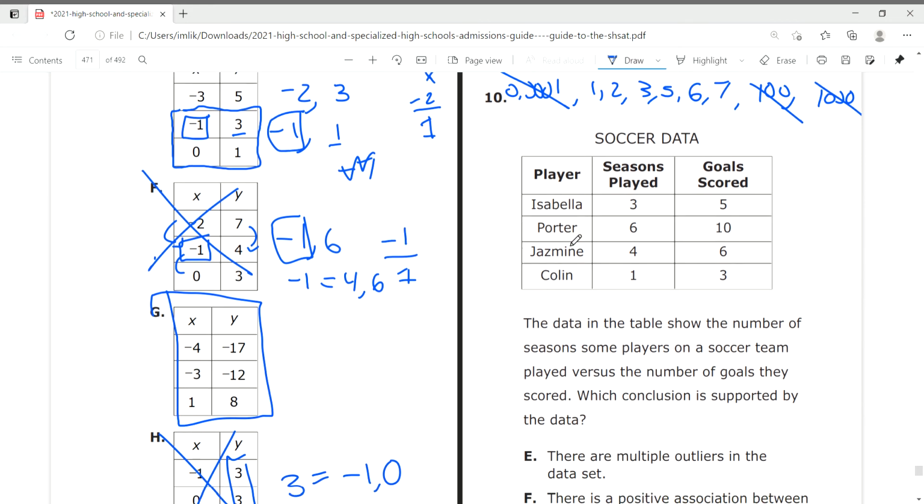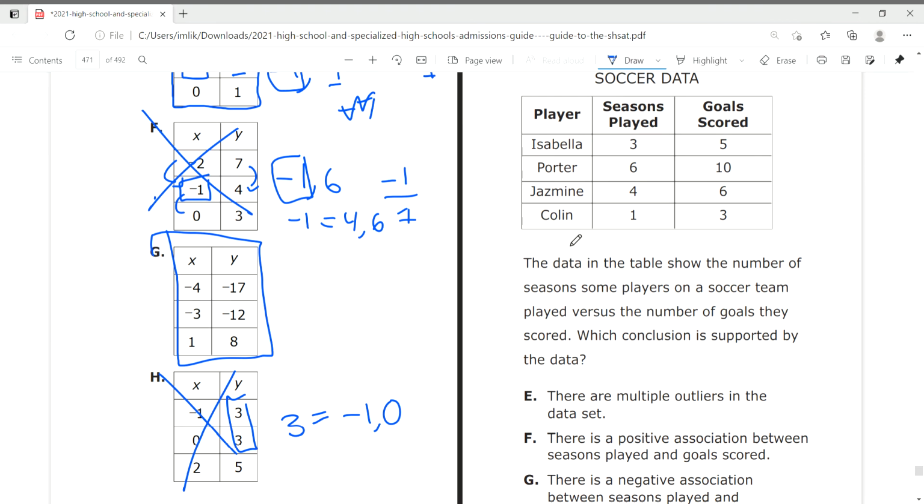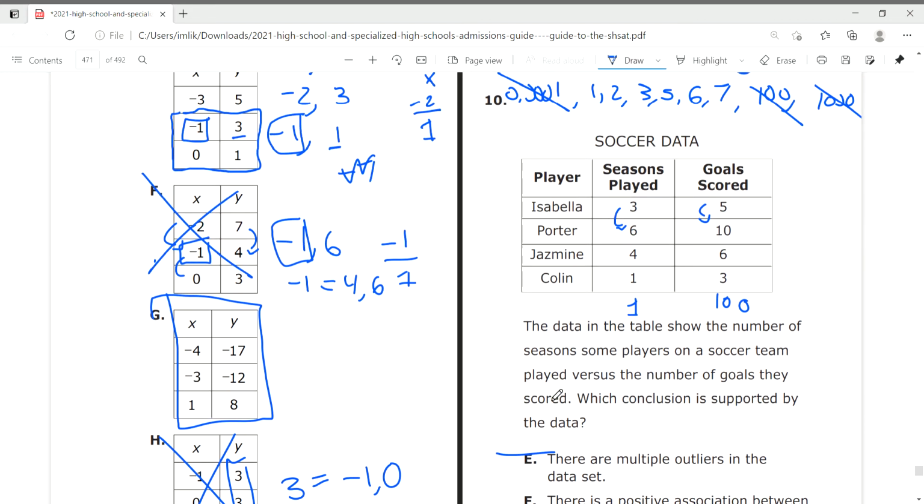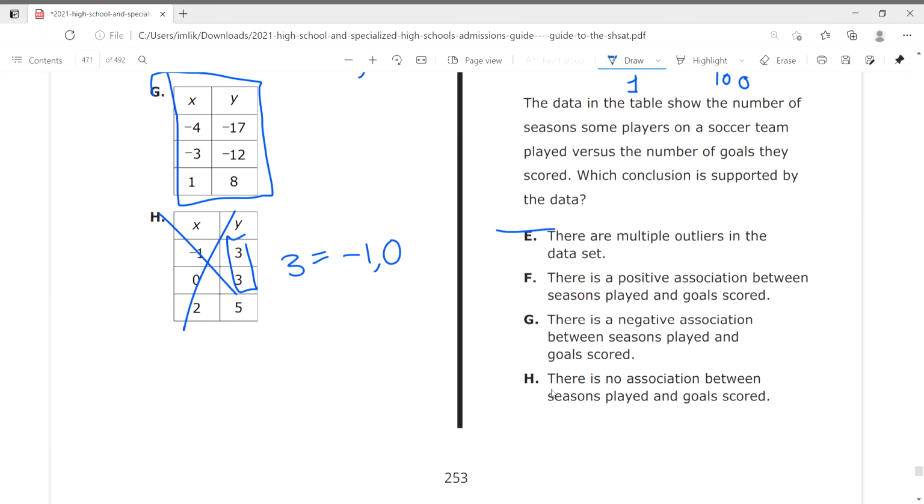So look here, are there any crazy numbers? Not really. I'm not seeing anything above 10. And this 6 to 10 is just 2 times this. So there aren't any outliers here. If there was like 1 season played and 100 goals scored, that would be an outlier. Next, there's a positive association between seasons played and goals scored. Well, look, the more seasons you play, the more goals you score. They played 1 season, they scored 3 goals. They played 2 more seasons, they scored 2 more goals. They played 3 more seasons, they scored 5 more goals. And then they played 4 seasons, they scored 6 goals. So yeah, the more seasons you play, the more goals you get. So there is a positive association.